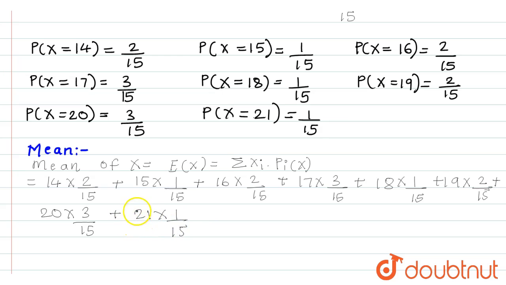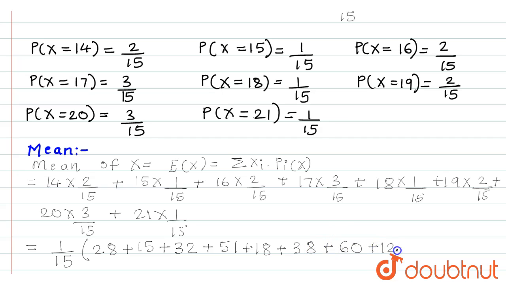Before doing the calculations, we can put 1 by 15 as common. So writing 1 by 15 as common: 14 twos are 28, plus 15 ones are 15, plus 16 twos are 32, then 17 threes are 51, then 18 ones are 18, 19 twos are 38, then 20 threes are 60, and this is 21 as it is.